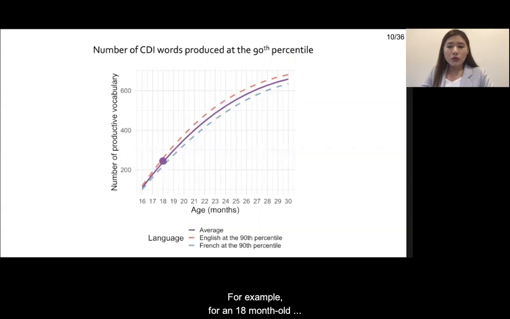For example, for an 18-month-old English-French bilingual infant, the number of learnable vocabulary would be roughly 250 words, whereas a 30-month-old could learn about 650 words.